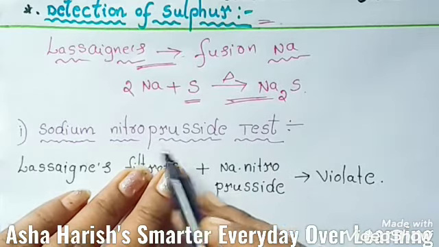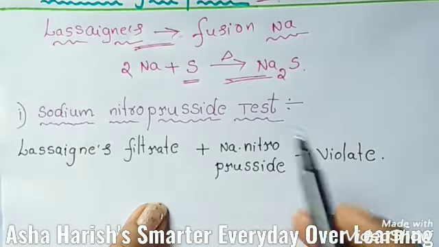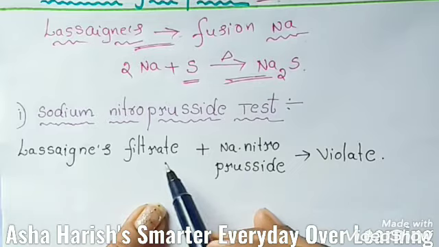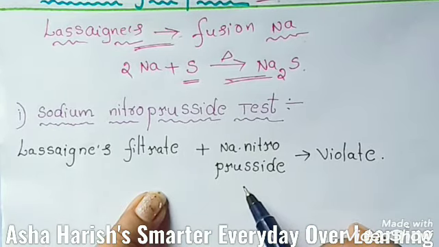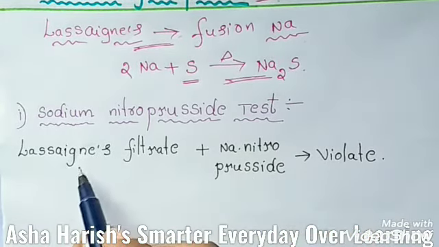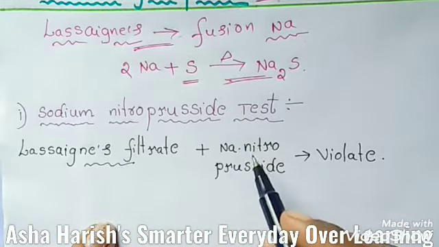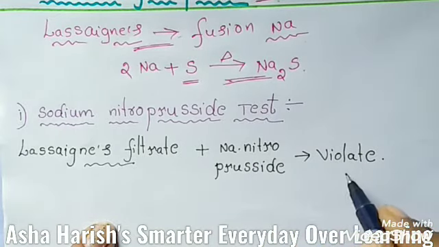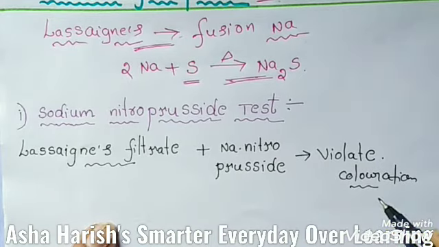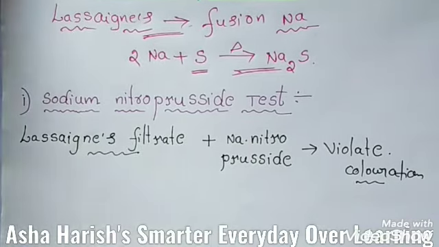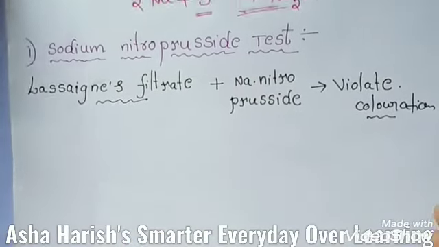So the name of the test is sodium nitroprusside, and we have already done the preparation of the Lassaigne extract. Then students, to this filtrate, take a small portion of the Lassaigne filtrate and treat it with a few drops of sodium nitroprusside solution. A violet coloration is obtained, and this color slowly fades on standing. Let's see the chemical equation here.